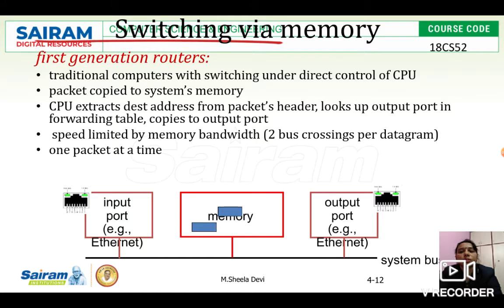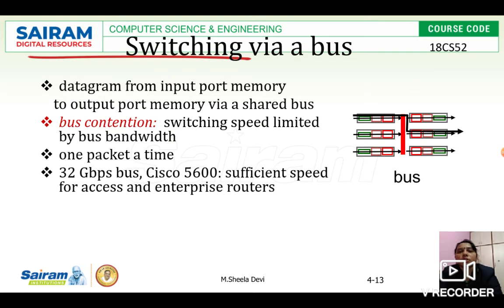From the input port it goes to the memory, then it is transferred to the corresponding output port. Next, switching via bus. The datagram goes from the input port memory to the output port memory via a shared bus.